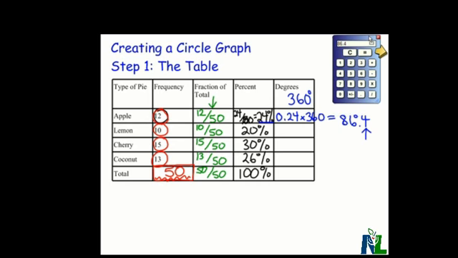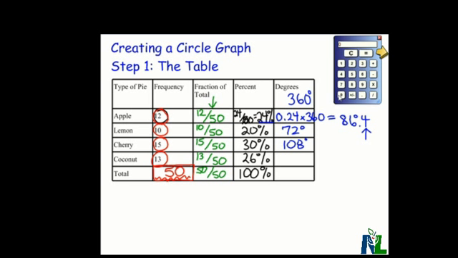So we have to work out lemon, cherry, and coconut. So we're going to work out 0.20 times 360 to get their degrees. And it's 72. This one works out nice. 72 degrees. Now we've got to do cherry. So 0.3 times 360. And that's 108 degrees.